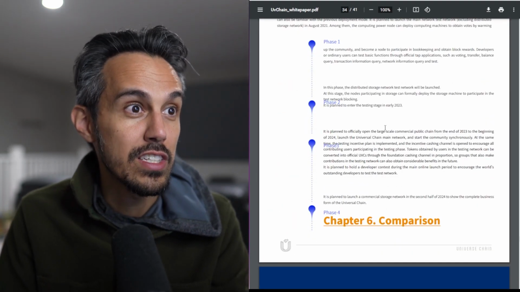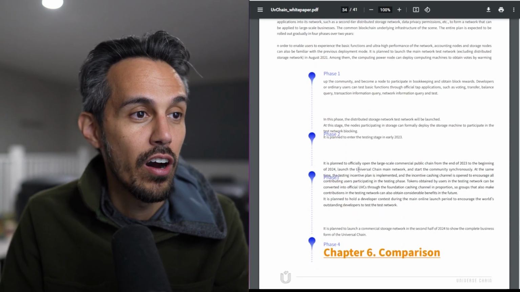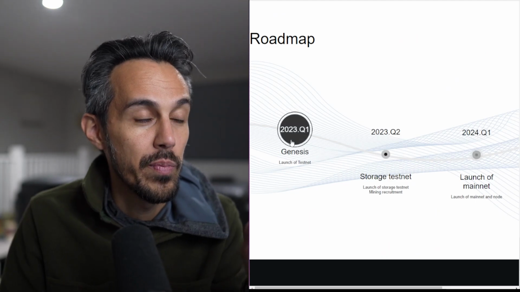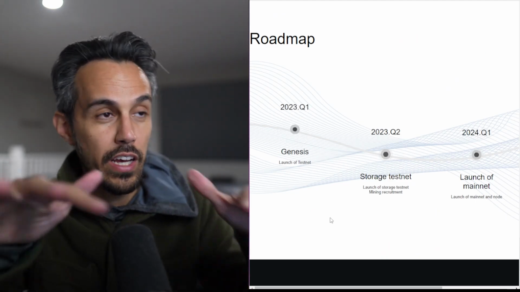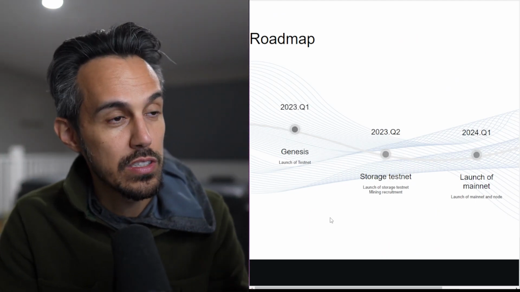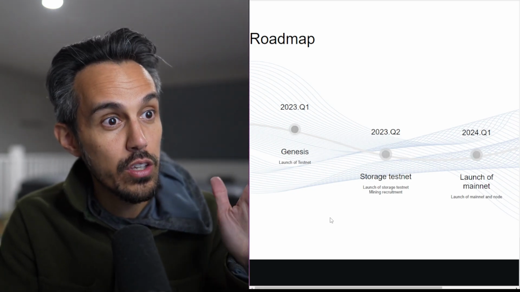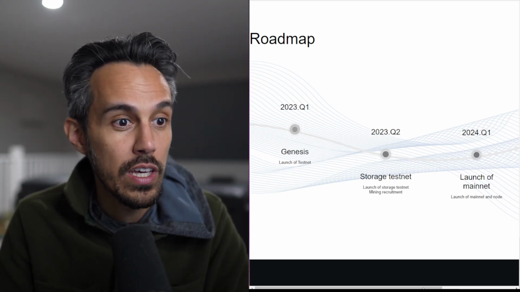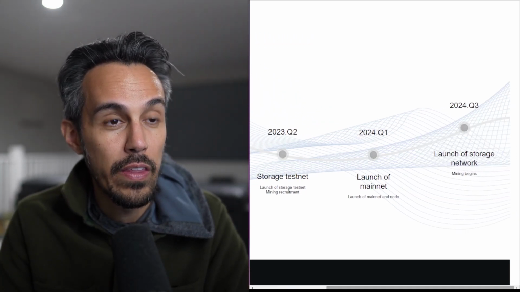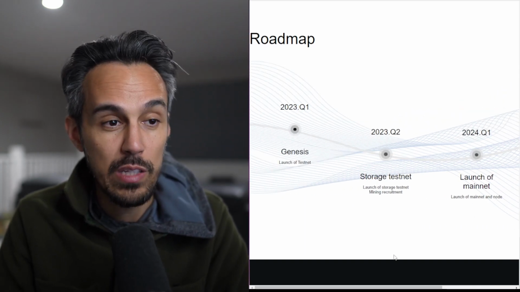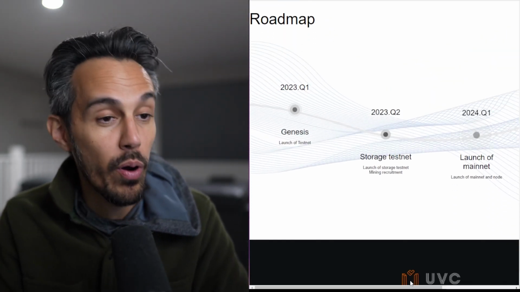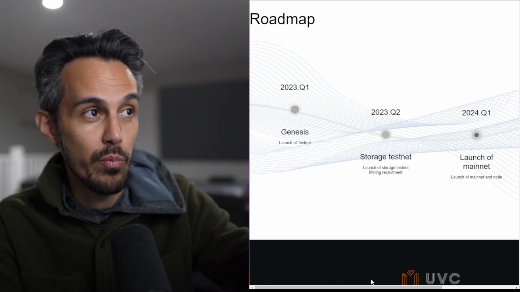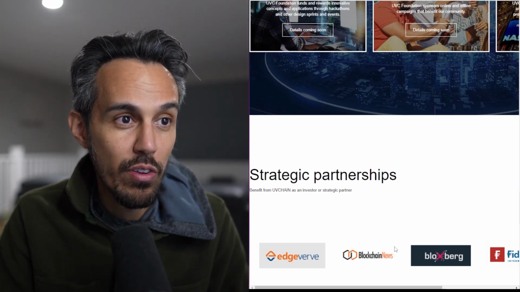The planning, this is the different phases that they are thinking about, and that coincides with everything going on with the roadmap. So if you guys want a higher-level look at it, Q1 is the launch of the testnet. Q2 2023 is storage testnet, and then Q1 2024 is launch of the mainnet. And then Q3 is launch of the storage network, and that's where mining begins. So again, if you want to be a part of a new chain, and you can see all the improvements of it from other ones, definitely follow along with them.